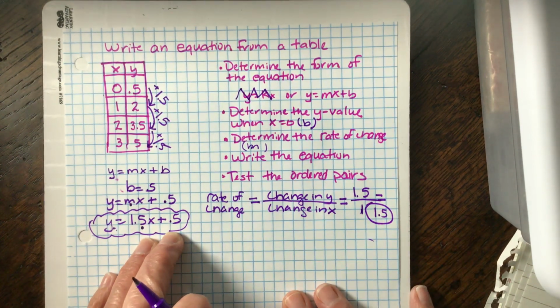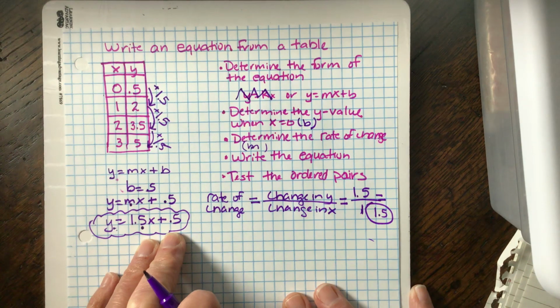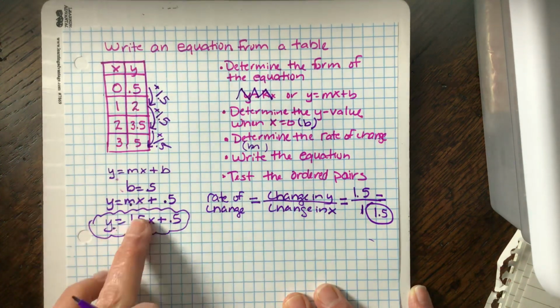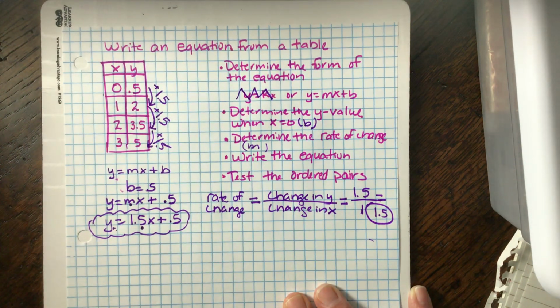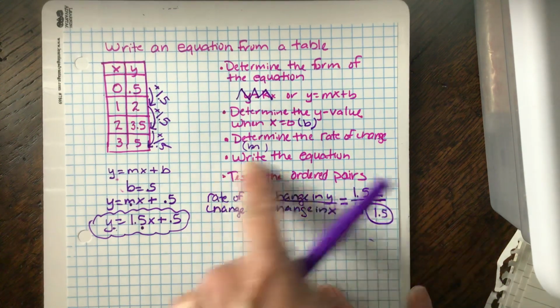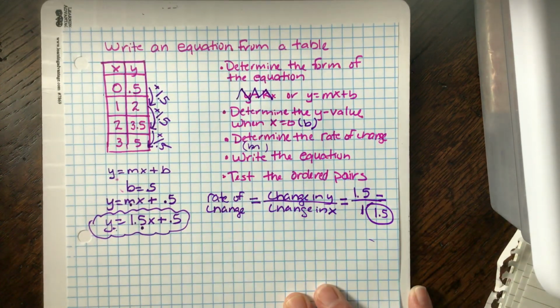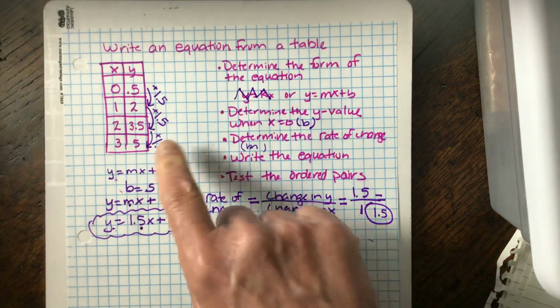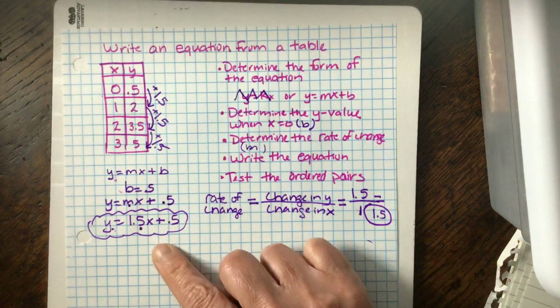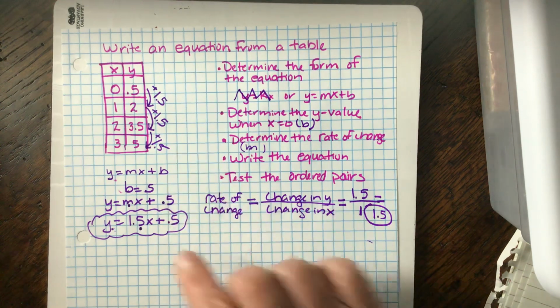Often when you are assessed on this, you're given a multiple choice, so you're given a table with 4 different equations. At that point, a lot of times students will just skip right to this step, and that's really not a bad strategy either. But we're going to test our ordered pairs by putting them back into the equation and see if this is what we get.